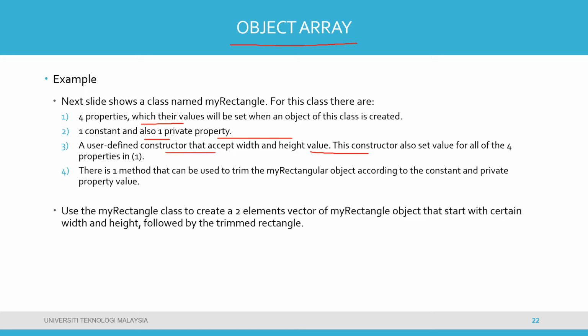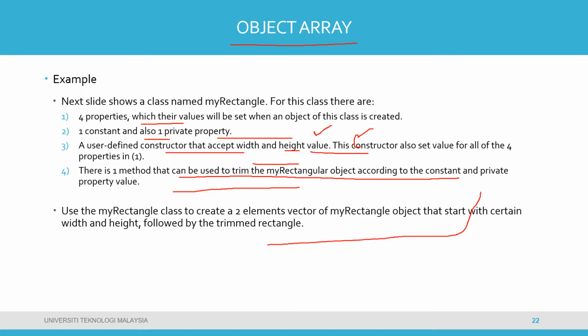Okay, so you have to create a constructor that can accept width and height. The constructor also sets the values for the properties. So you have 4 properties, you have 2 user defined constructors, and then you have to create another 2, and one method that can be used to trim my rectangular object according to the constant and the private value. So basically this is the combination of what you have learned about the OB.